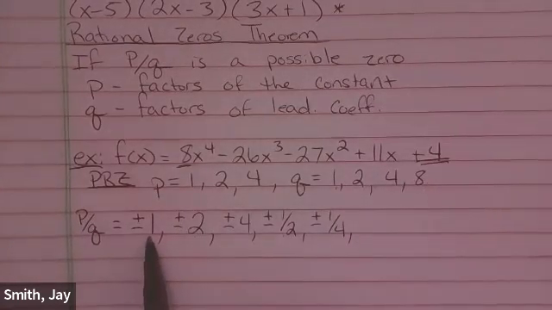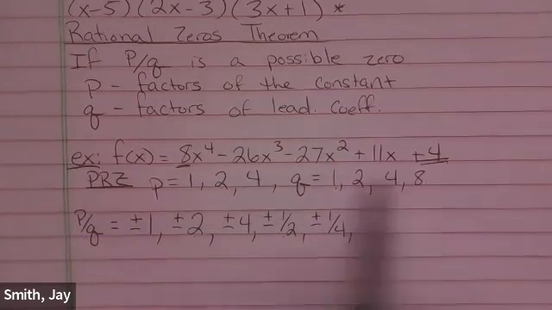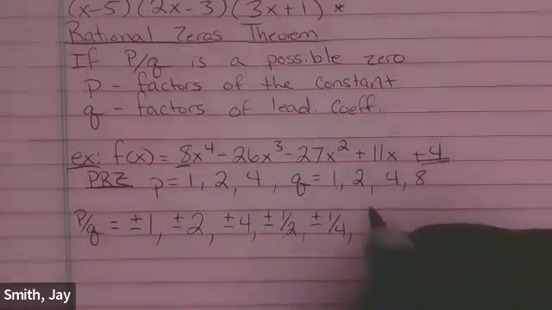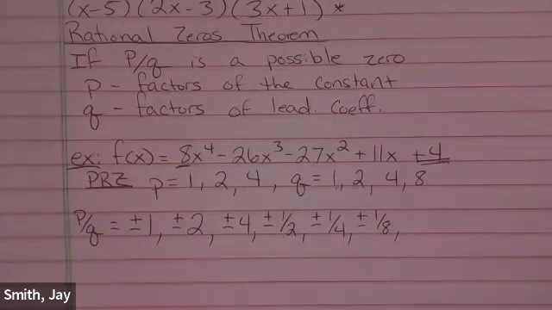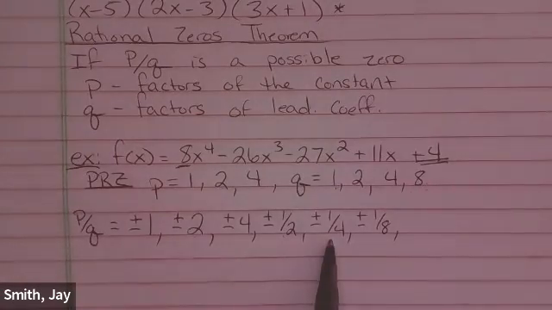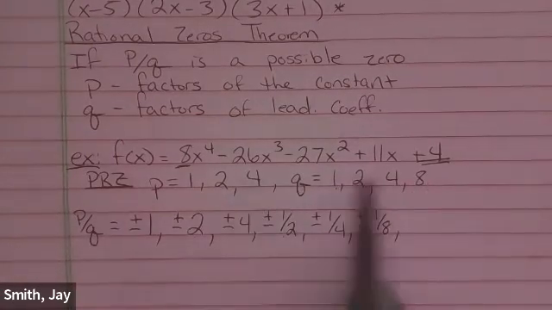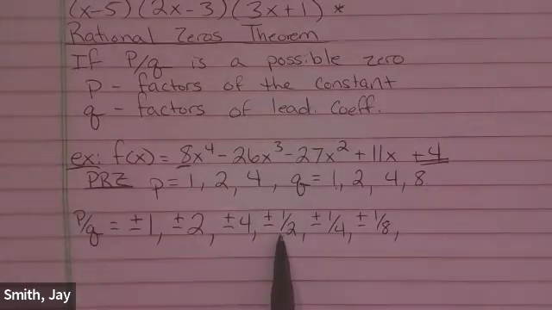We've already accounted for both positive and negative 1. And the last one is to place 1, 2, and 4 over the denominator of 8. So we have 1 over 8, and positive and negative 1/8 is a possible zero. 2 over 8 reduces down to 1/4. We've already accounted for both positive and negative 1/4. 4 over 8 reduces down to 1/2. We've already accounted for both positive and negative 1/2.